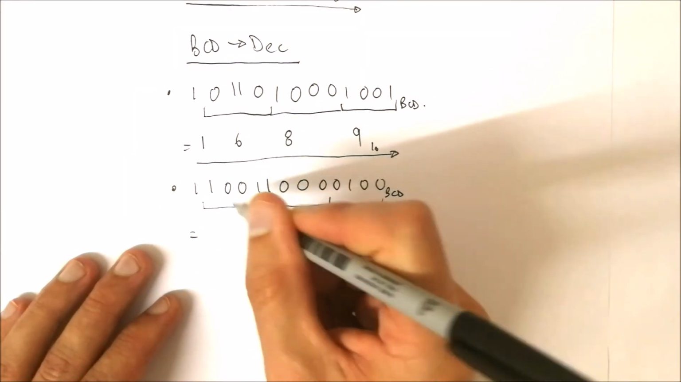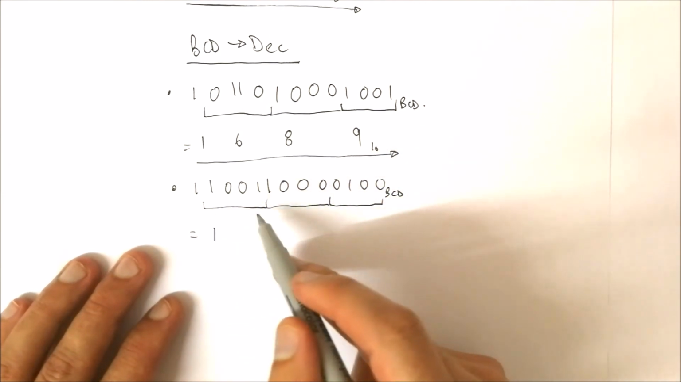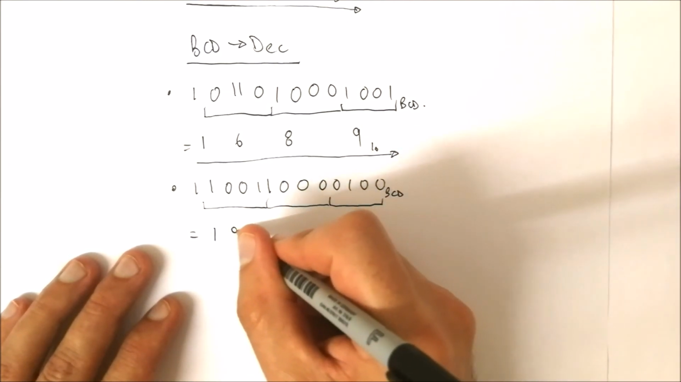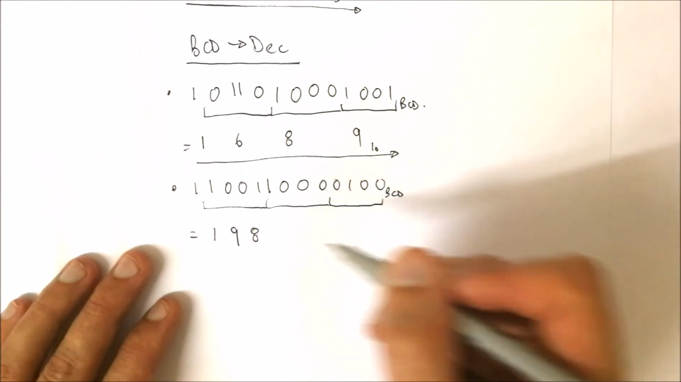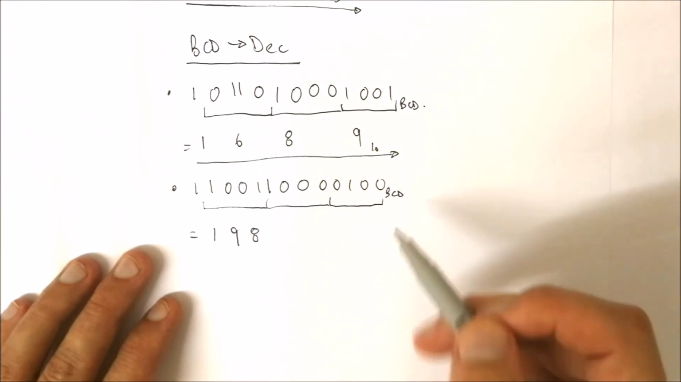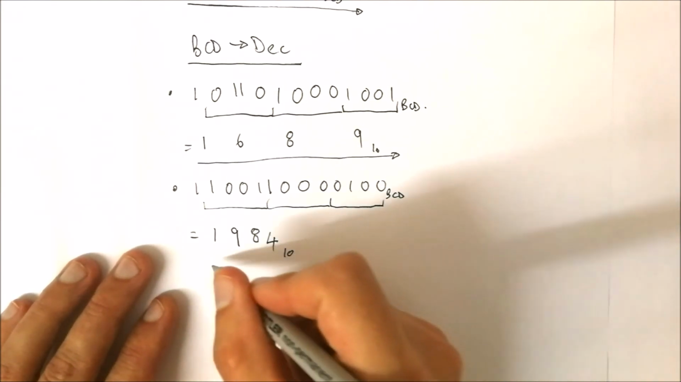Now we're going to convert each set of bits to its decimal value. 0001 is equal to 1. 1001 is equal to 9. 1000 is equal to 8. And 0100 is equal to 4. And that's base 10. That's our answer.